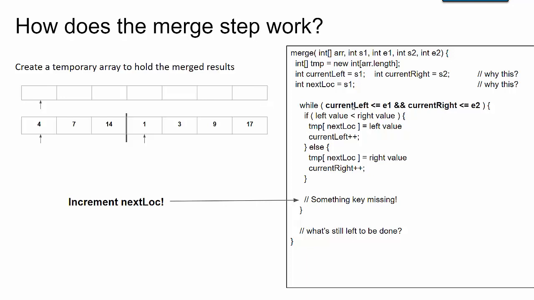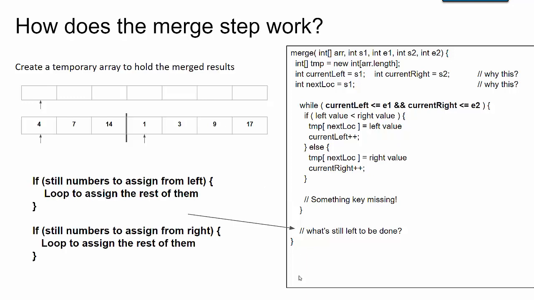As soon as one of the values on the left or the right exceeds the list, as soon as we've assigned all the values from one of the two lists, now we're done with the while loop because it doesn't make sense anymore to do the if-else statement. But there's still the possibility that there might be unassigned numbers. So we have to check to see if there's still things left to assign from the left, and if so, we loop to assign them. Same thing, if there's still numbers to assign on the right, we'll loop through and assign the rest of them. And then at the very, very end, copy all the values back from temp to array. So let's implement it.